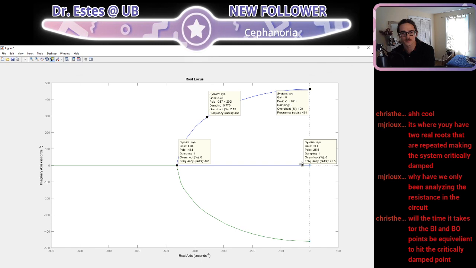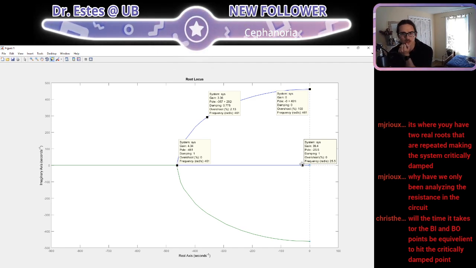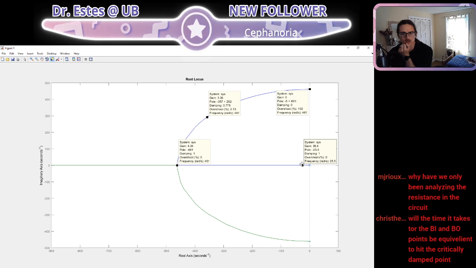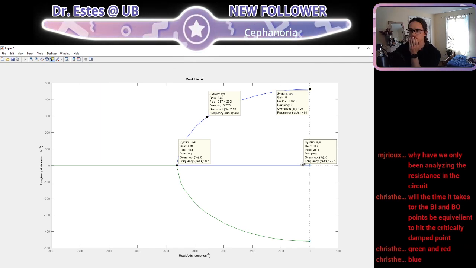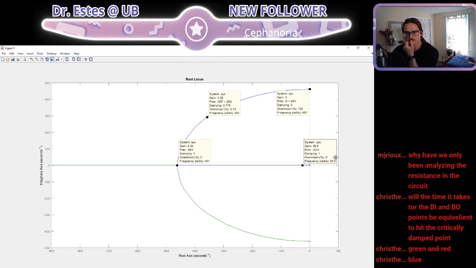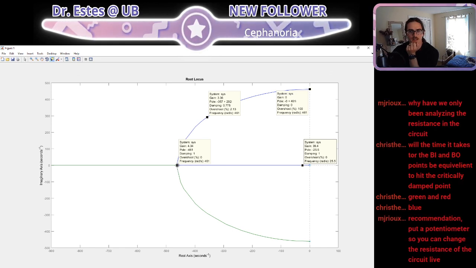Will the time it takes for the break-in and breakout points be equivalent to hit the critically damped point? That question confuses me. Are you just talking about the two roots? Yeah, at the critically damped point, I guess the two roots are equally fast.